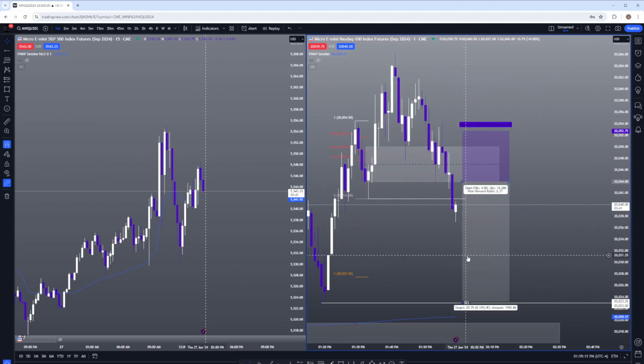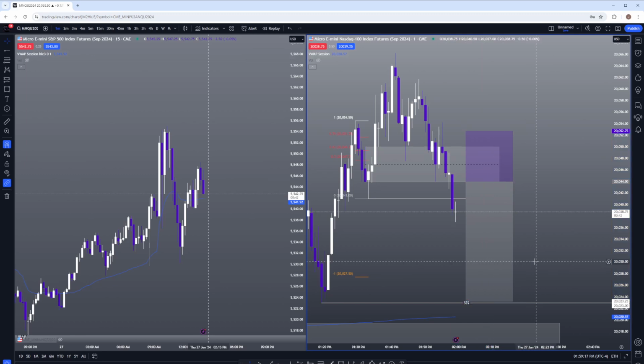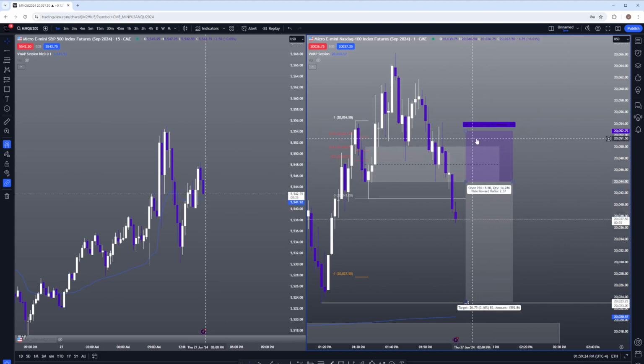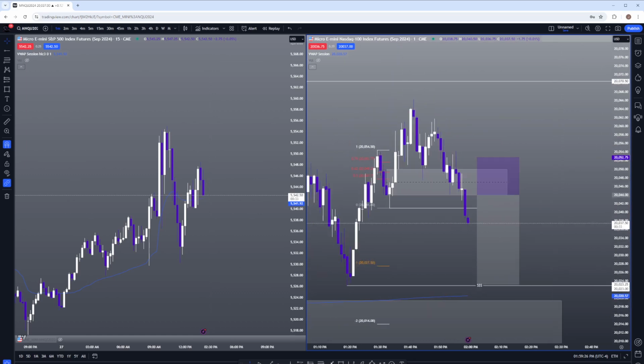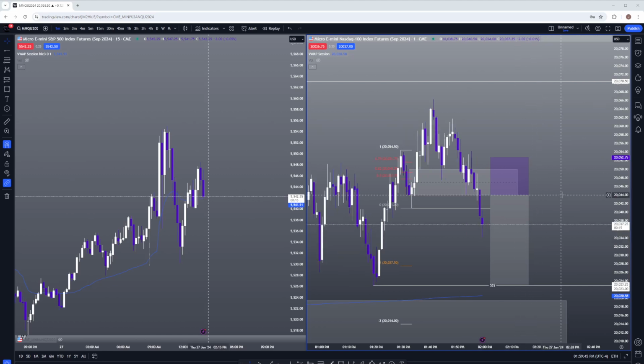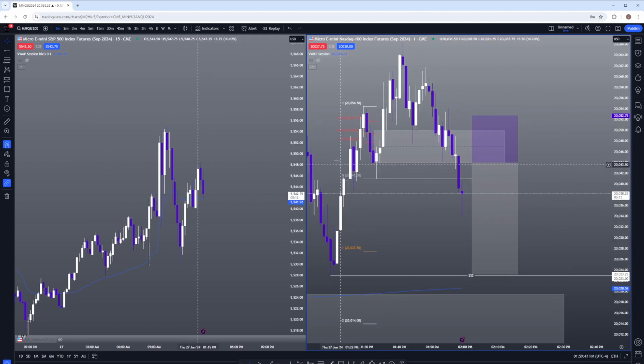Alright, so now I'm looking for these shorts. I want to see us trade back into this level. Keep a stop above. And if we don't trade into it, I won't take it. So let's see if we want to retrace here. See if the market wants to give us an entry.